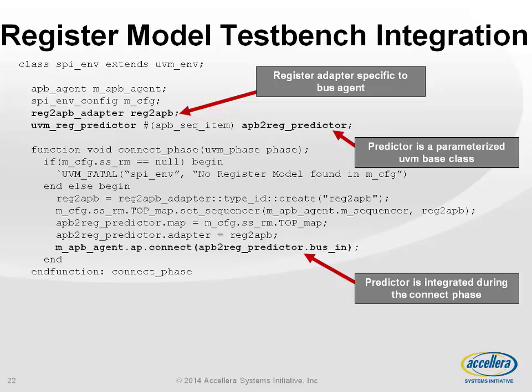And then we actually do the connection. So the register predictor gets connected to the analysis port of the APB agent. So the monitor's analysis port goes out the agent, goes to the predictor's input, and then the predictor has all the information about how to go back up to the address map and make that all happen.